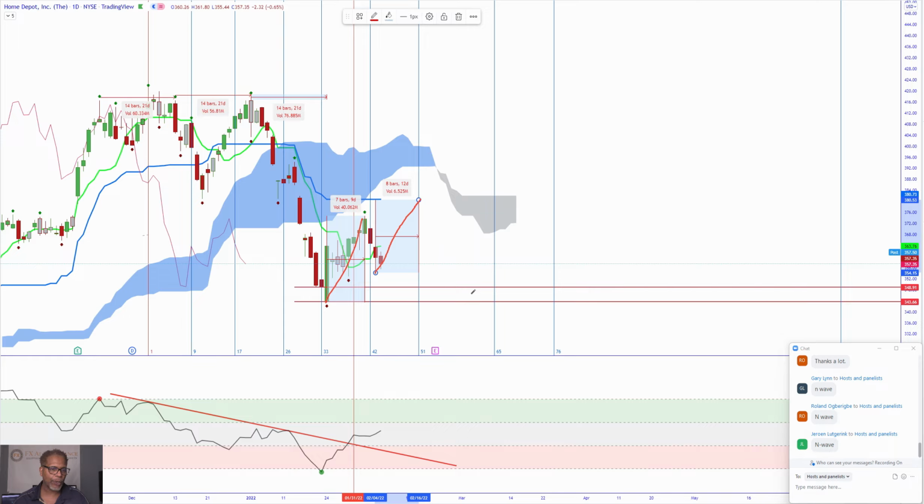All right, so you guys got it. It would give you an N wave right there, and that's what you would see. So that's what I see with the market there on Home Depot. Let's move on. Next chart.